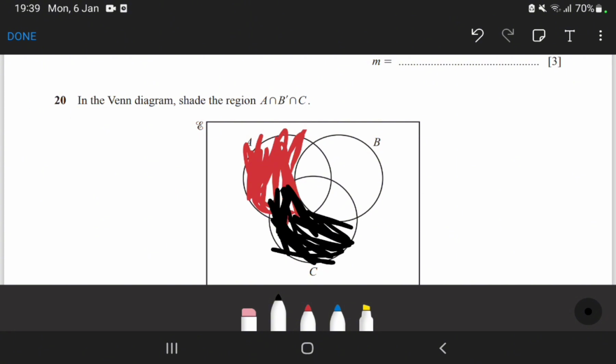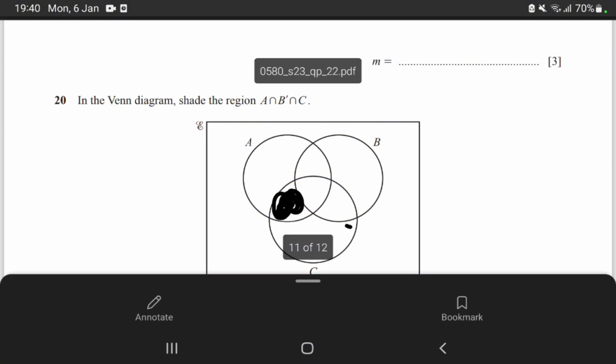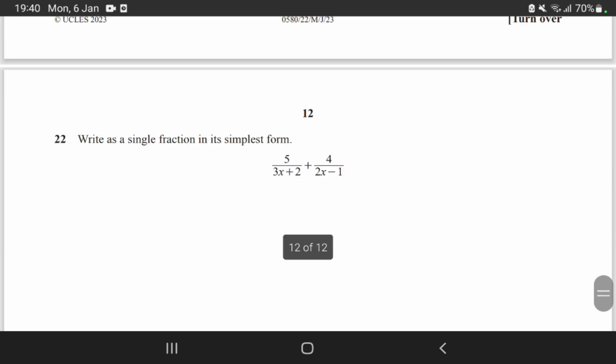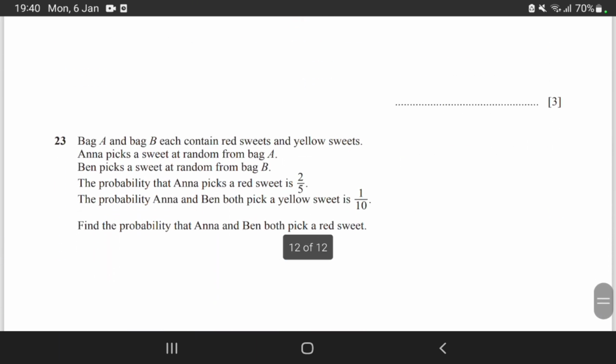As you can see, this part in blue, or just wait a second, this part is the answer, the intersection of A intersection B prime intersection C. We move on to question number 23.